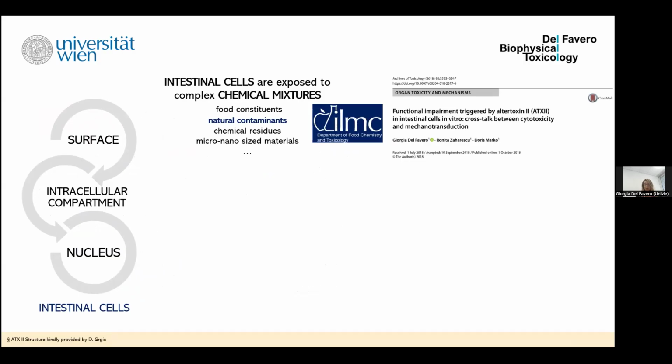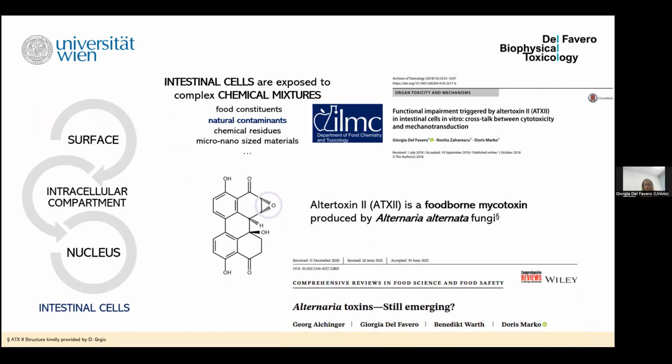For those of you that maybe know us a little bit better, this might not be a surprise because we have a very strong research focus on natural contaminants at the University of Vienna. And among these, specifically on mycotoxins, thanks to the great expertise of Professor Doris Marko in the study of Alternaria alternata and their mycotoxins. So as you can see here, one of the molecules I would like to focus on today is altertoxin 2.